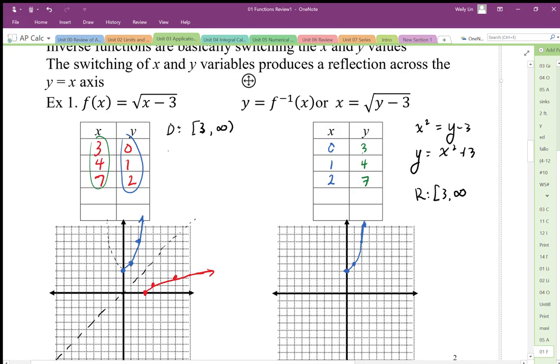My range of this function, the red function, was from 0 to infinity. It's going to go from 0 up. So the domain of this function has to be from 0 to infinity. And that's why we don't include this half, because it wasn't actually part of the range of the original function. So it can't be part of the domain of the new function, of this inverse function.